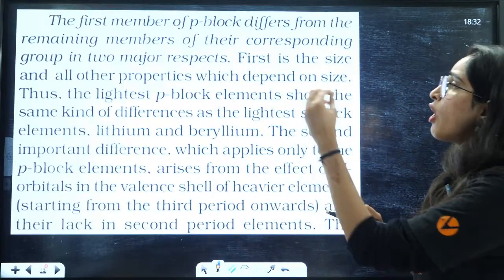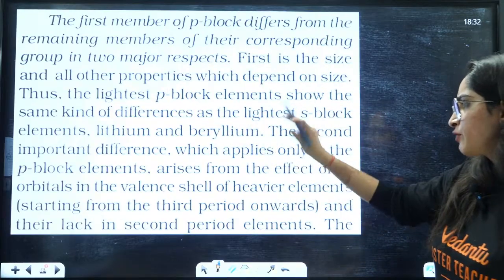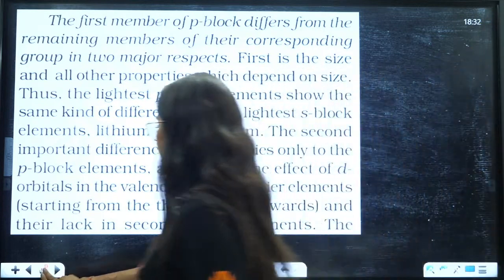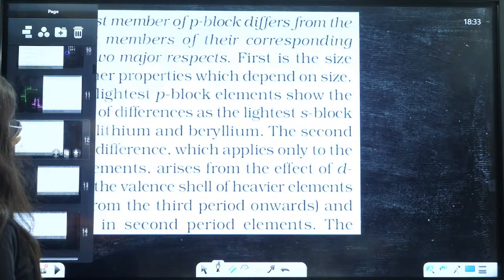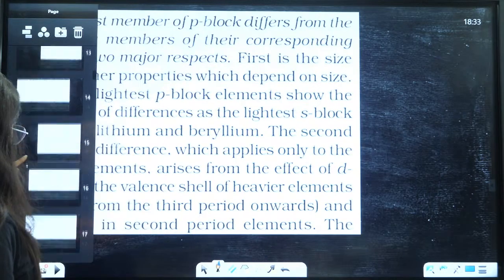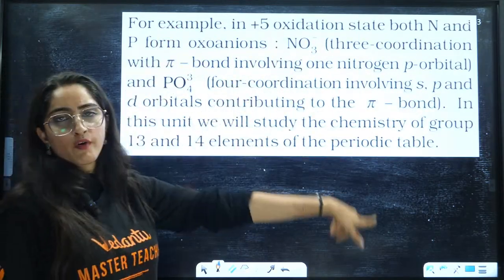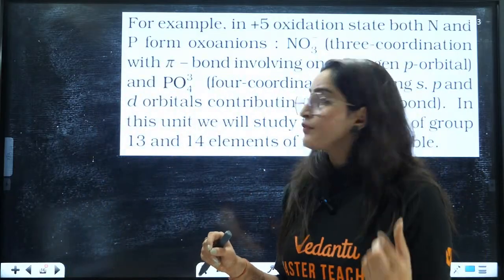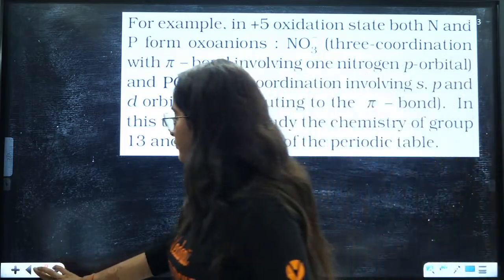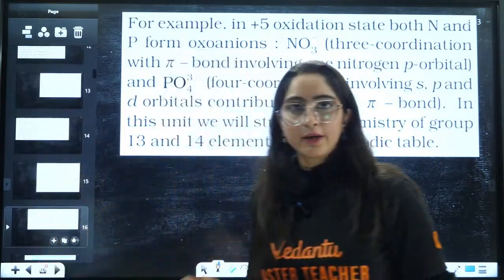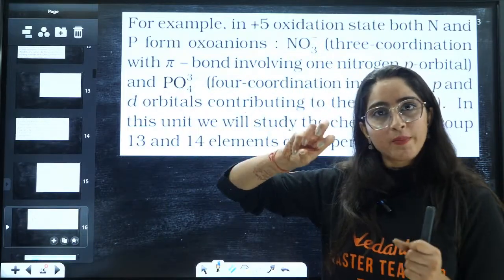First is the size, and all other properties which depend on size. Students, I think we should do this in the end only, because they have concluded some parts here. Firstly we will study group numbers 13, 14, 15, 16. After that, these first 4 pages we will study in the end, because they have given you the summary here. So firstly we will start with group number 13.